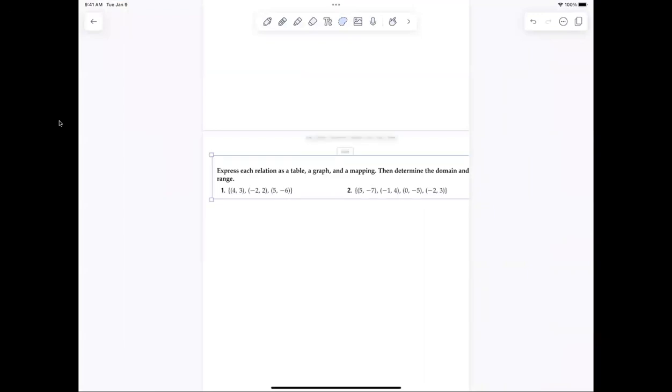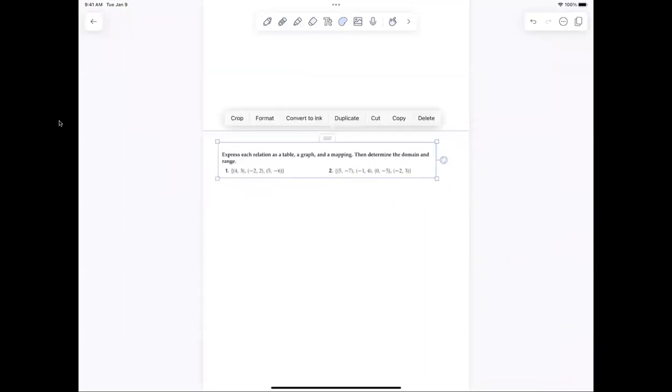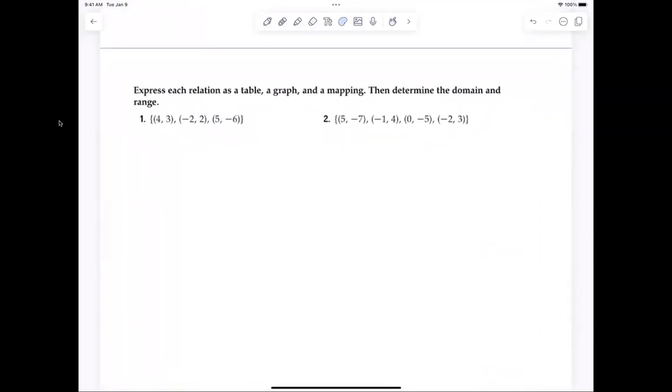And now, again, some of this stuff I don't really think is all that necessary. But it's good to know, maybe possibly on an SAT or ACT, or if you go to college, we still use mappings. They're essential for really high level math. So this is kind of like an introduction. So with that, express each relation as a table.